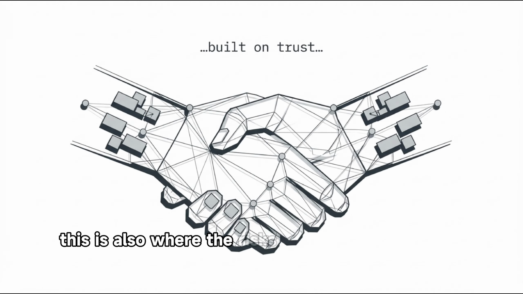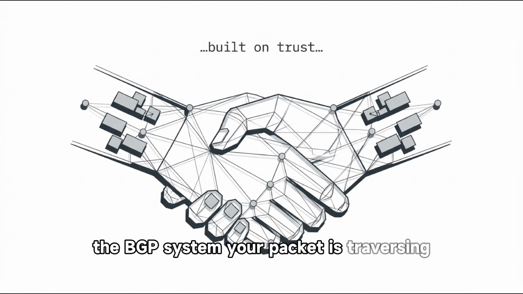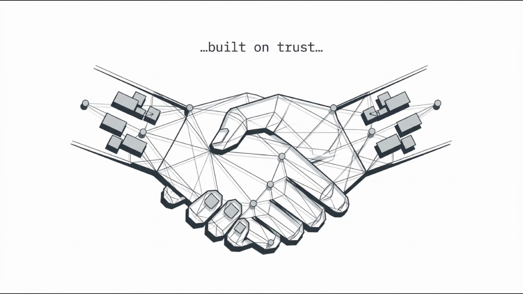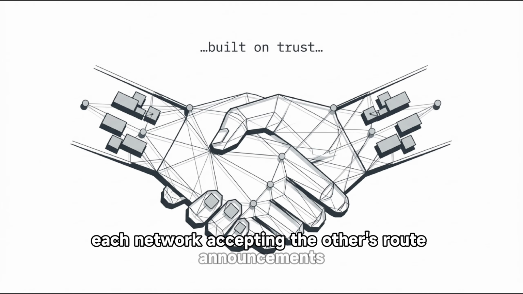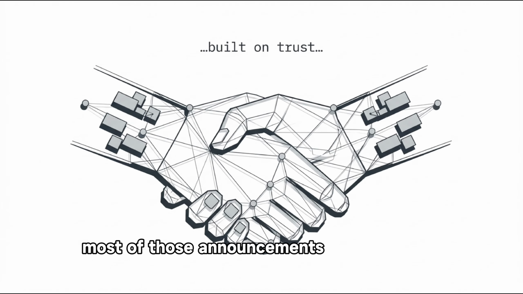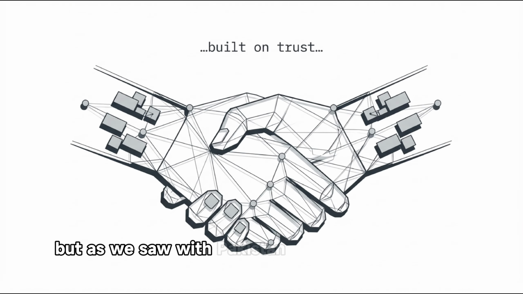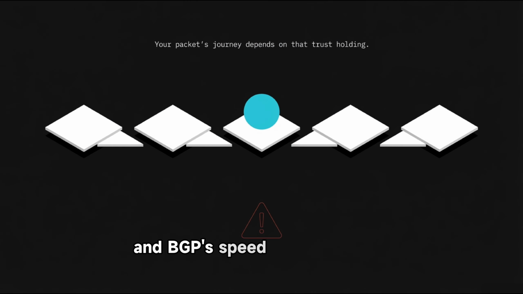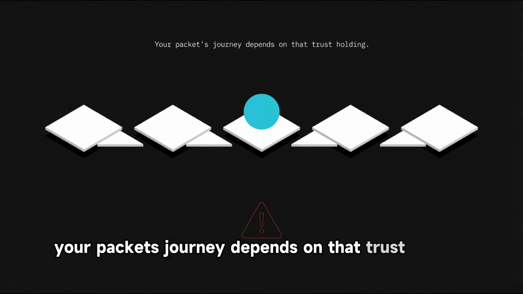This is also where the risks we discussed become real. The BGP system your packet is traversing is built on trust, each network accepting the other's route announcements without cryptographic verification. Most of those announcements are legitimate, but as we saw with Pakistan Telecom and YouTube, a single illegitimate announcement can redirect traffic in ways nobody intended. And BGP's speed of propagation means the impact spreads globally in minutes. Your packet's journey depends on that trust holding.